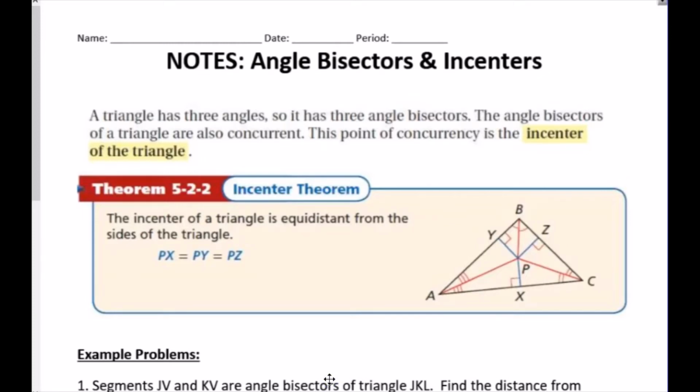So, we have another center. Let's recap yesterday. What center did we learn about yesterday? Centroid. And how do you make a centroid? With three what? There's a name for these lines. Okay, they connect a vertex and a midpoint, but what's that called? Medians.